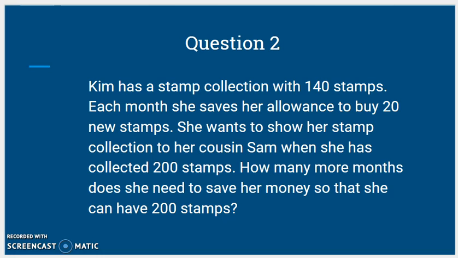So what I would do to solve this equation is subtract the total goal number of stamps you want to have minus what you have now. So that'd be 200 minus 140. And then I would get 60, and then I would add 20 until I get to 60 to see how many months that would be, and the answer is 3.